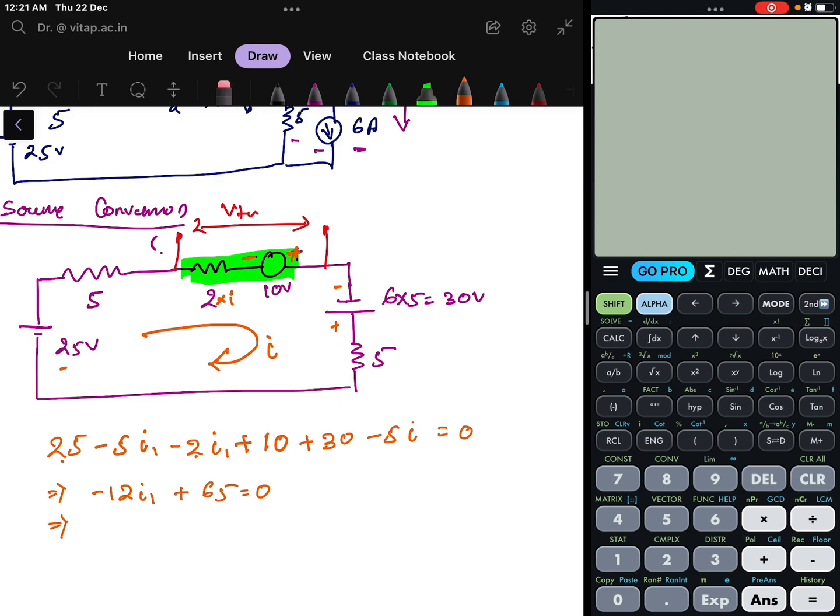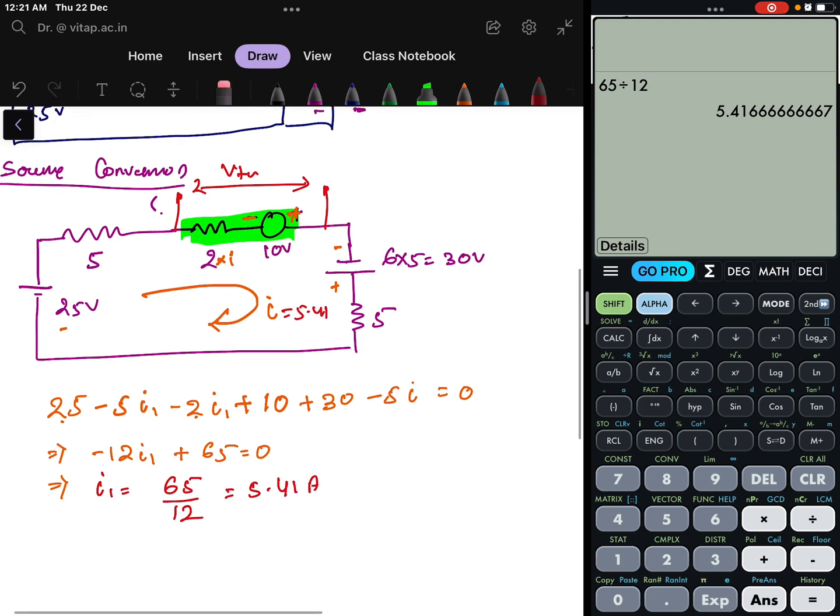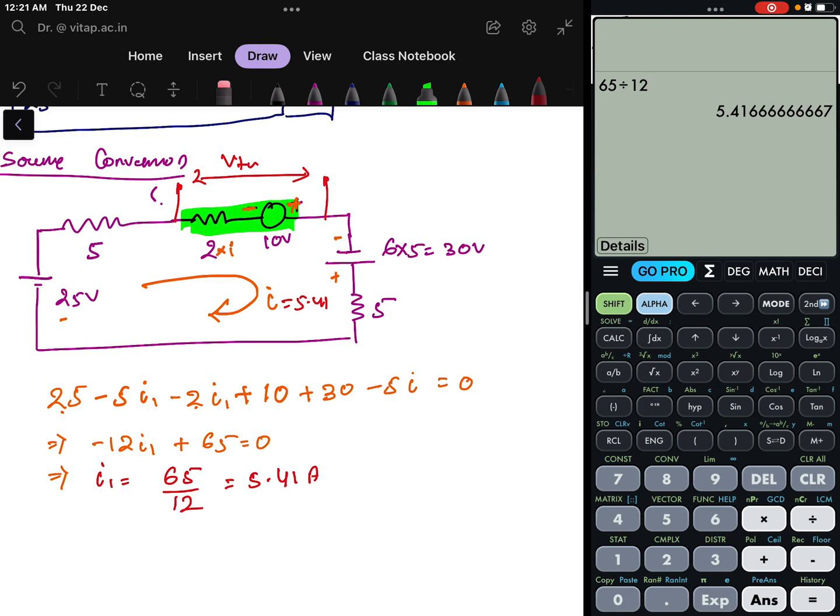So that implies what is the value of your I1 now? So I1 will be equal to 65 divided by 12. So that value is how much? 65 divided by 12, so that is equal to 5.41 amperes. Okay, now this value we got, 5.41. So what will be the VTH value now?